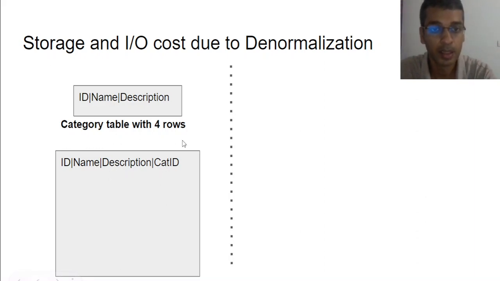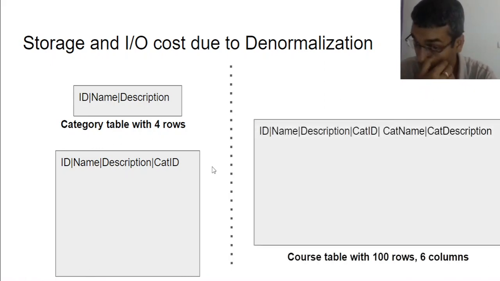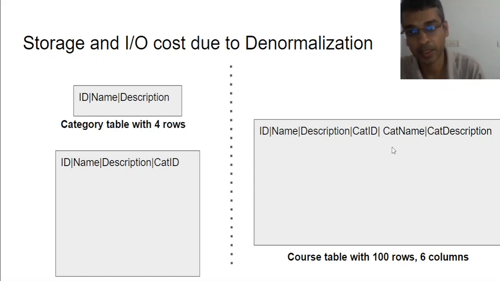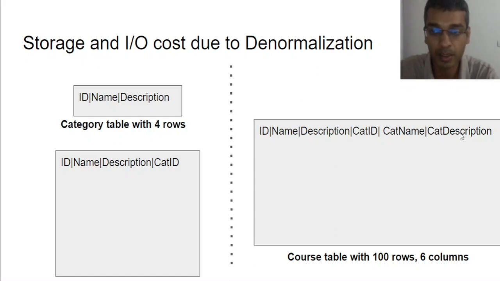Category ID. Now, if you want to do something similar without joins, this is how you will do it. You will replicate this entire table of 4 rows in every single course. So the name of the category and the description of the category will be added to the course table, so that now you can say, give me all courses with category name equal to technology. Now, what has happened here? You have replicated what was only present a single time into so many different rows.